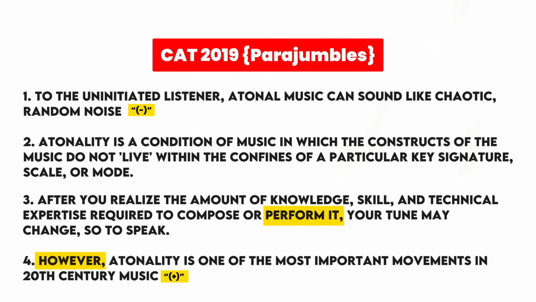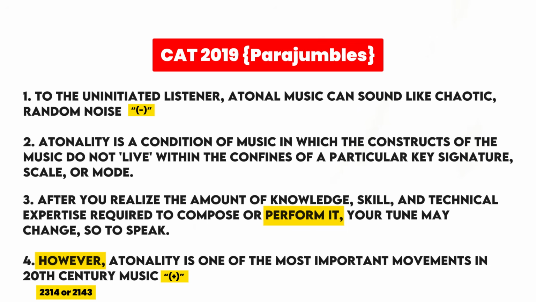So yes, 1 and 4 are a mandatory pair, and now the only thing remaining is either it will be 2 3 1 4 or it will be 2 1 4 3. We have to figure out where 3 can be placed. So let's read the third one again. "After you realize the amount of knowledge, skill, technical expertise required to compose or perform it, your tune may change, so to speak." Okay, if it's 2 3 1 4, then it is atonality, and then "after you realize, compose or perform it." And if it is 2 1 4 3, it is coming after "atonality is one of the most important movements." Okay, perform it. I think this is figured out.